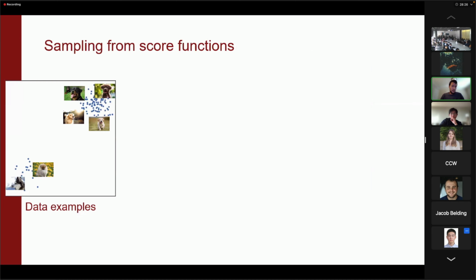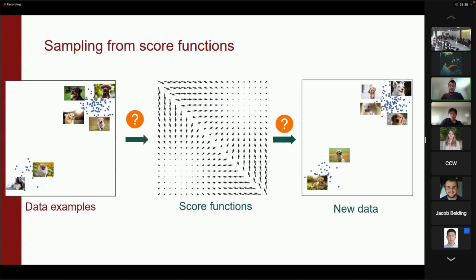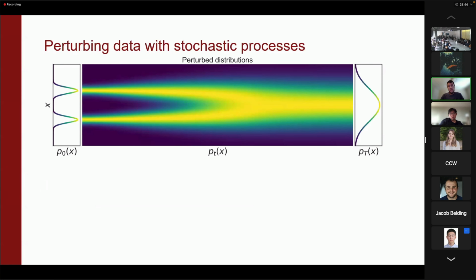So now, given this intuition that we want to work with the score function, we still need to figure out how to actually build a useful generative model. We need to figure out how to learn score functions from data, and how to use score functions to actually generate new data points. And this is where the idea of diffusions comes in.